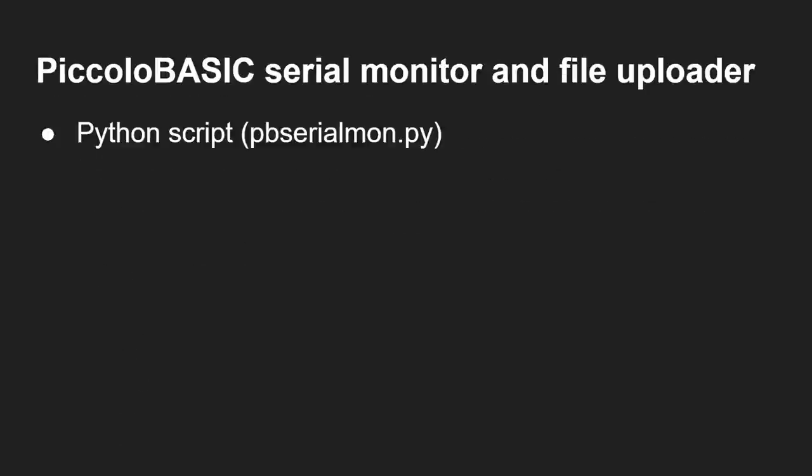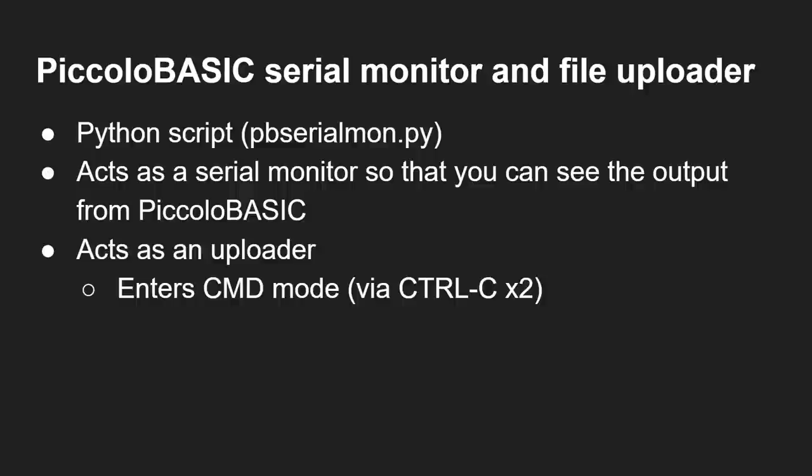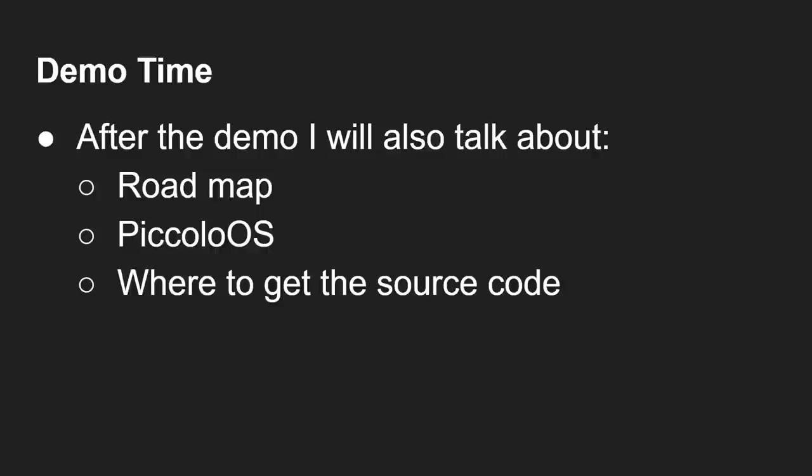I wrote a little Python script called PiccoloBASIC Serial Monitor and File Uploader, PBSermon, and basically it acts as a serial monitor, so you can see the output from PiccoloBASIC. Remember, a microcontroller like the Pico doesn't have HDMI. You can connect it up to other things like VGA. I've got a video about that here on this channel. However, normally you just see the output over the USB in a serial monitor. That's what this little program does, and it also acts as an uploader. It enters command mode, uploads the basic script, and then reboots the Pico.